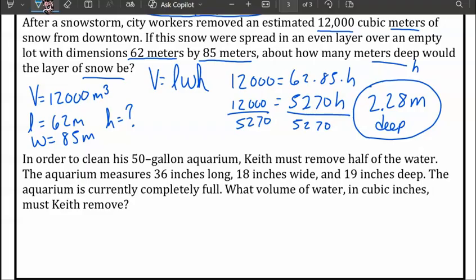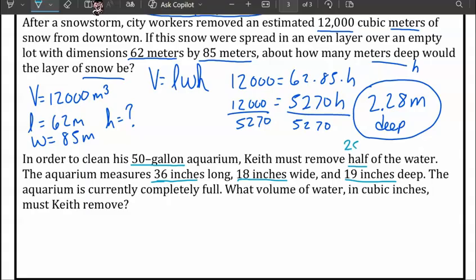In order to clean his 50-gallon aquarium, Keith must remove half of the water. The aquarium measures 36 inches long, 18 inches wide, and 19 inches deep. The aquarium is currently completely full. What volume of water in cubic inches must Keith remove?